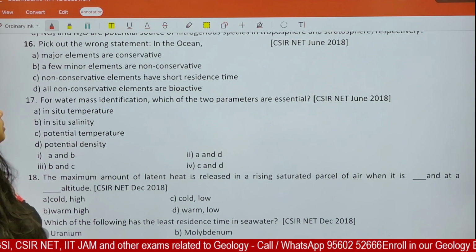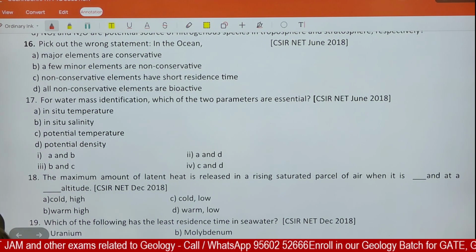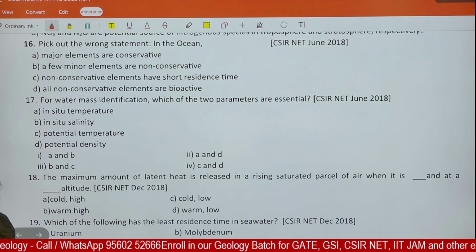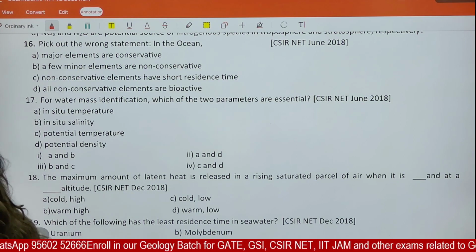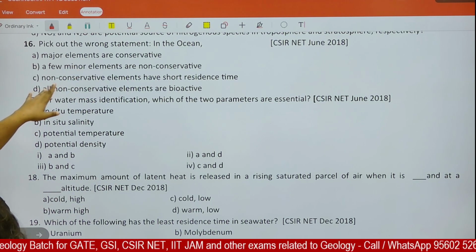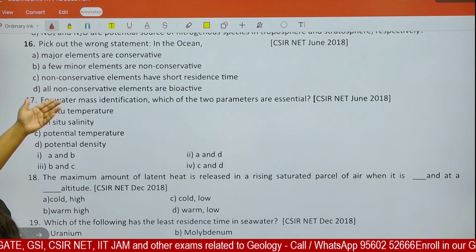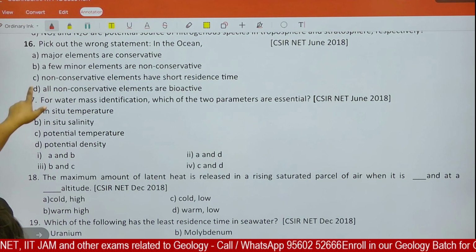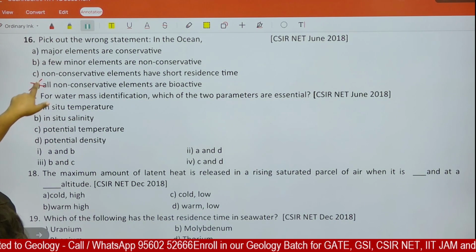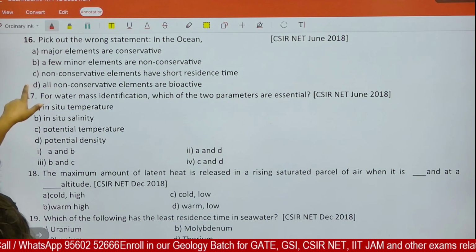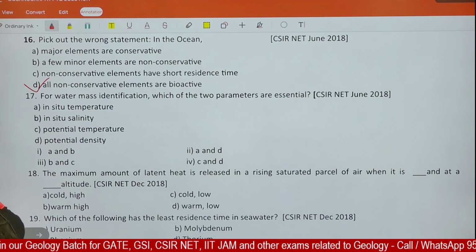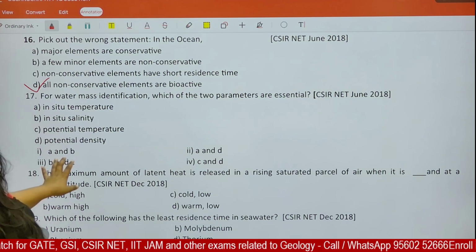Pick out the wrong statement about the ocean. The major elements are conservative. Yes, that is true. We need to find the wrong statement. A few minor elements are non-conservative. True. Non-conservative elements have short residence time. Yes. Not all non-conservative elements are bioactive. So option D will be the correct answer.